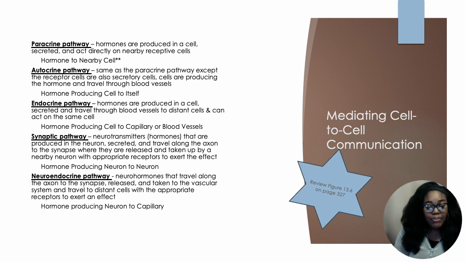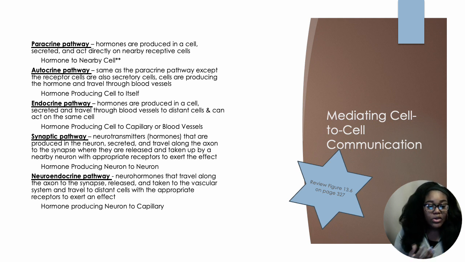We have the synaptic pathway, where we have neurotransmitters, which are hormones that are produced within a neuron. So the difference is that a synaptic pathway specifically has to be produced in a neuron. They are secreted, and they travel along the axons to synapses, where they are then released and taken up by a nearby neuron with appropriate receptors. So this is where you see the presynaptic neuron going to the postsynaptic neuron, as we discussed in our neural chapter. So again, these hormones have to be specifically produced in your neurons.